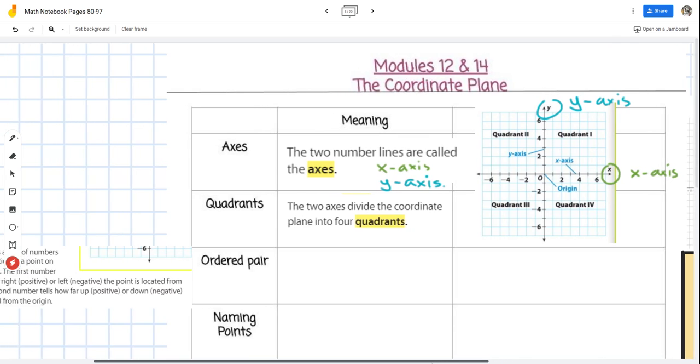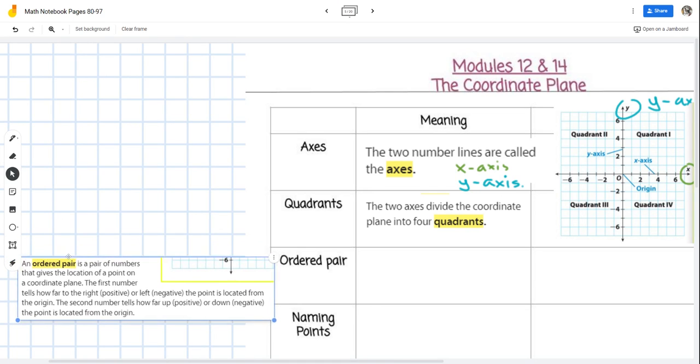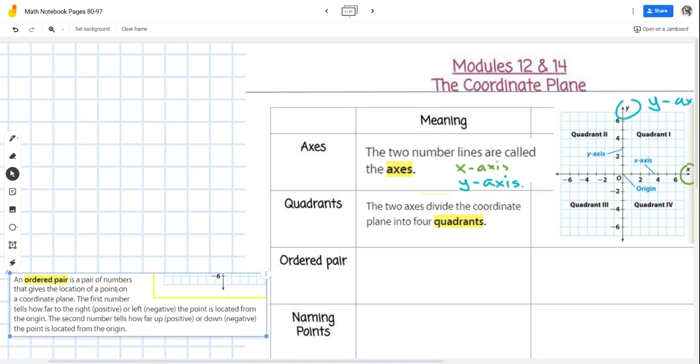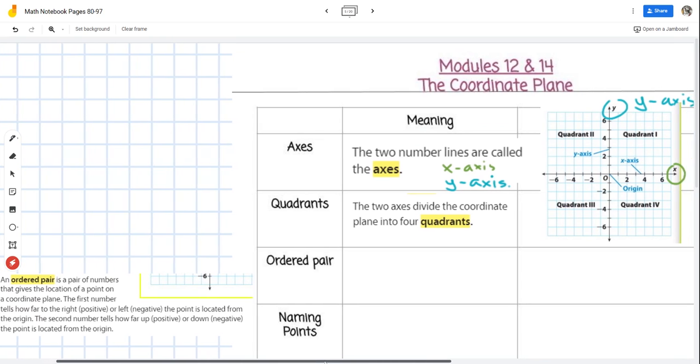Now, I have a really long definition for ordered pairs here. This is straight out of your book. I don't think you definitely need to write this down, maybe part of it. But it says in your book that an ordered pair is a pair of numbers that gives the location of a point on a coordinate plane. The first number tells how far to the right, positive, or left, negative, the point is located from the origin. The second number tells how far up, positive, or down, negative, the point is located from the origin. So let's not write down that definition. This is straight from the book. I just copied and pasted that there on this Jamboard for my own. And then, of course, these notes are available to you in Google Classroom, so you can look at that too.